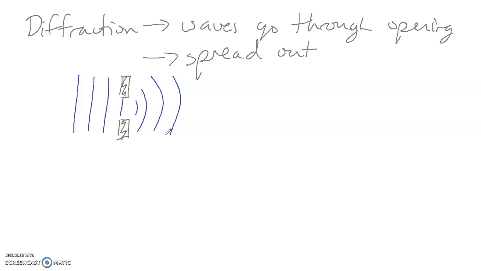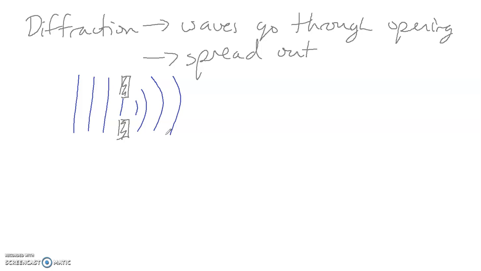And this is why, if there's somebody talking in a room and you go past the doorway and you're outside, you can hear them when you're not necessarily perfectly in line with the door. The sound will go through an opening, whether there's somebody talking or music or whatever. It'll go through the opening and it'll actually spread out.